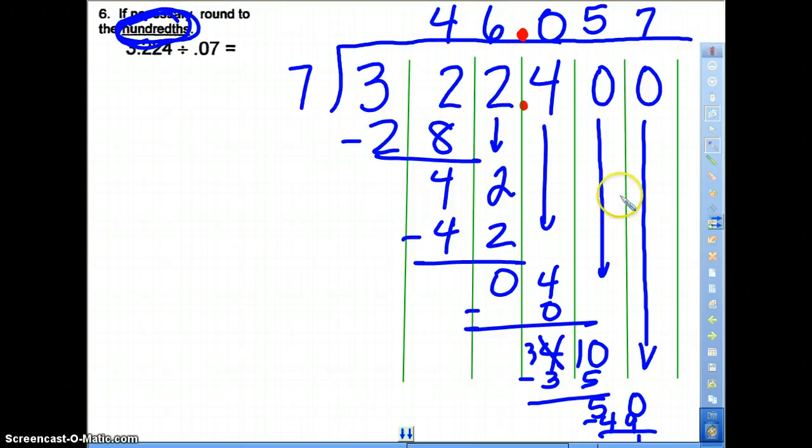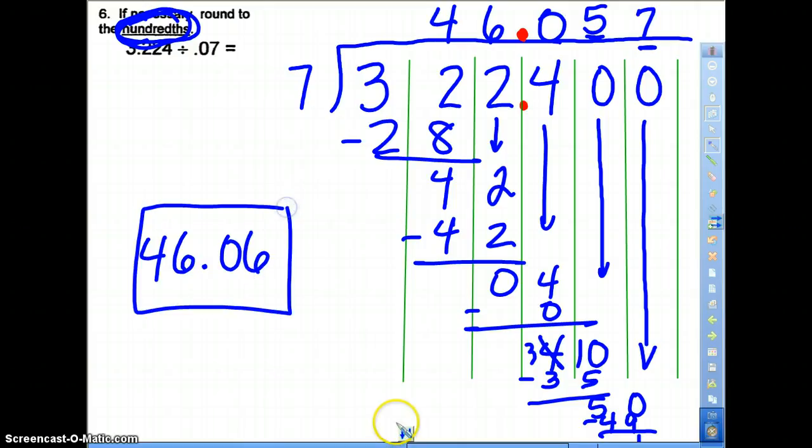Okay. Now, it says round to the hundredths place. I've got a 5 in the hundredths place, but I have a 7 in the thousandths place. Does this 5 stay a 5? No, the 7's going to make it round up to a 6. So our final answer is 46.06. Circle, box, or highlight.